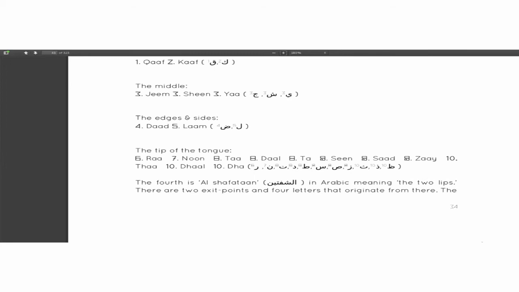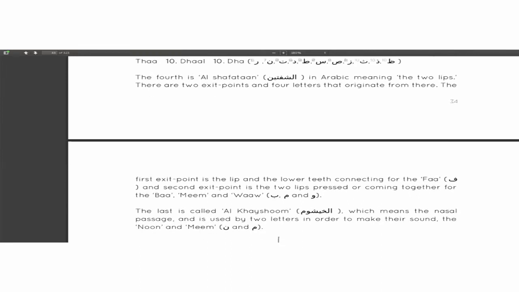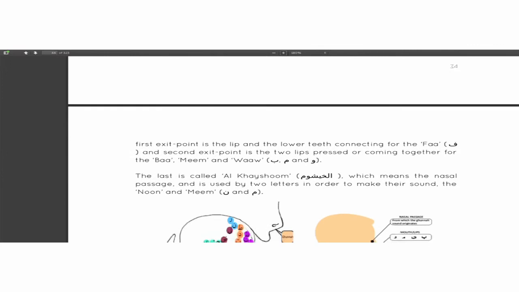The 4th is ash-shafatain in Arabic, meaning the 2 lips. There are 2 exit points and 4 letters that originate from there. The first exit point is the lip and the lower teeth connecting for the fa. And the second exit point is the 2 lips pressed or coming together for the ba, mim, and waw.